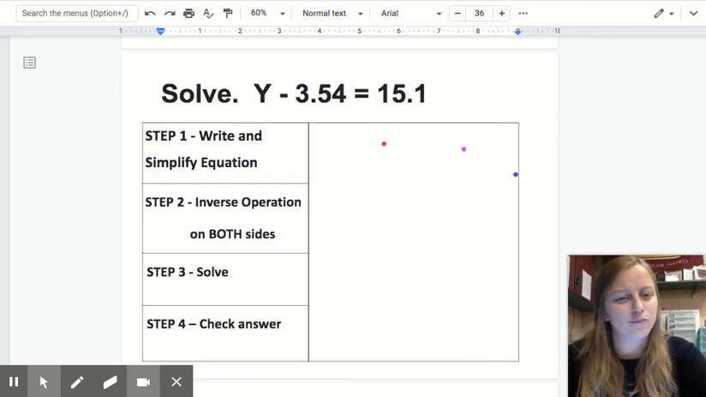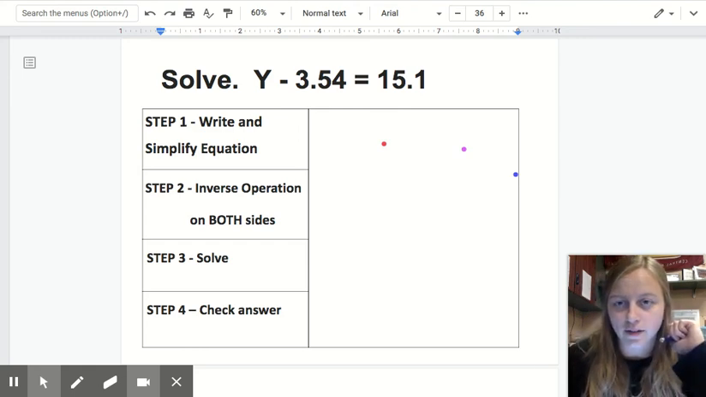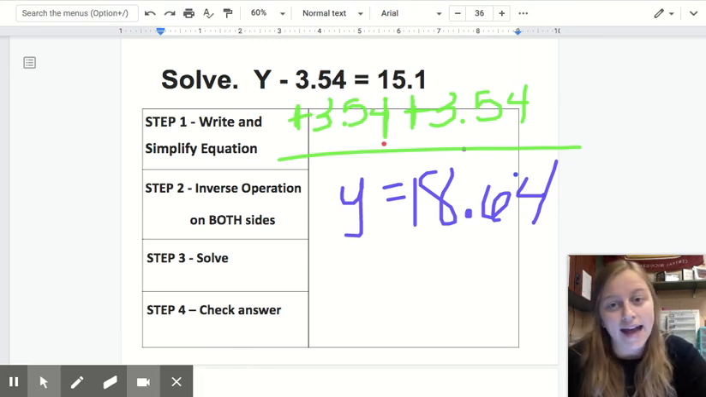Now we've got one with decimals. You don't change anything, guys. You just have harder numbers to work with. Luckily, you got a calculator. Try this one in your notebook. All right, let's check that answer. How'd you do? Did you show adding 3.54 on both sides? And then did you get the correct answer of y equals 18.64?